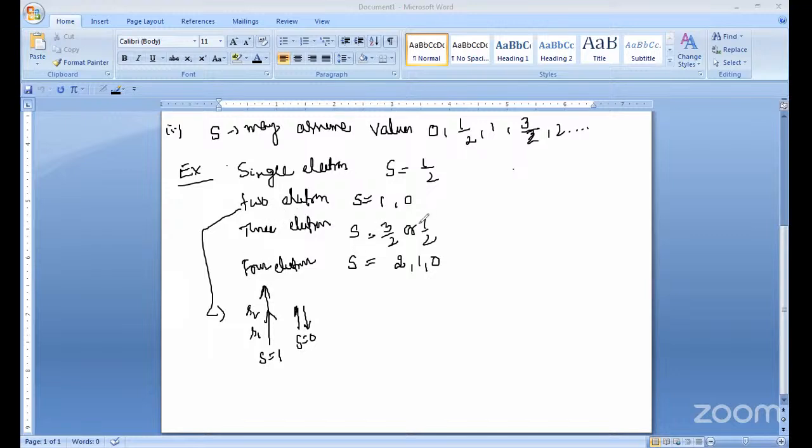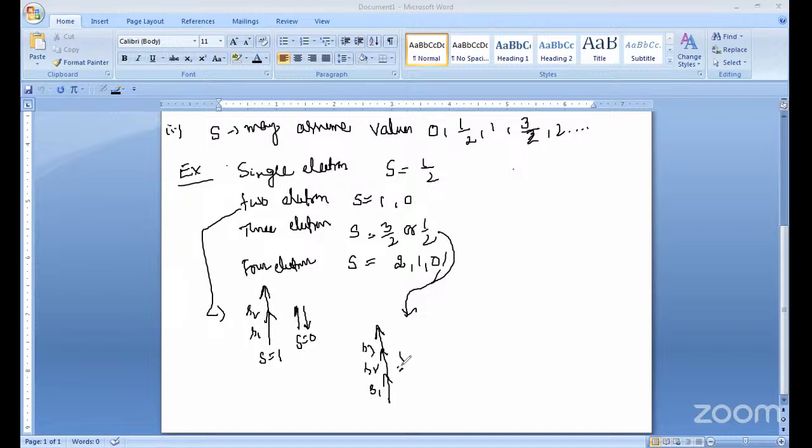In the case of 3 electrons, we said that it is going to take either 3/2 or half. When it is a 3-electron system, suppose all 3 electrons are in the same direction, with one being s1, another s2, and another s3.